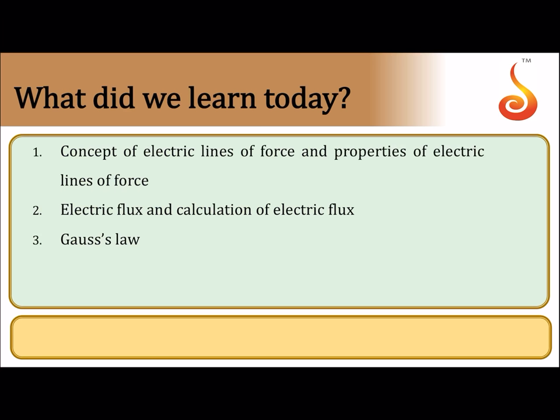And using that, we led on to Gauss's law, which says that the net flux through any closed surface is equal to 1 by epsilon naught times the charge enclosed by that surface. So that's all for today. That's the lecture for today.